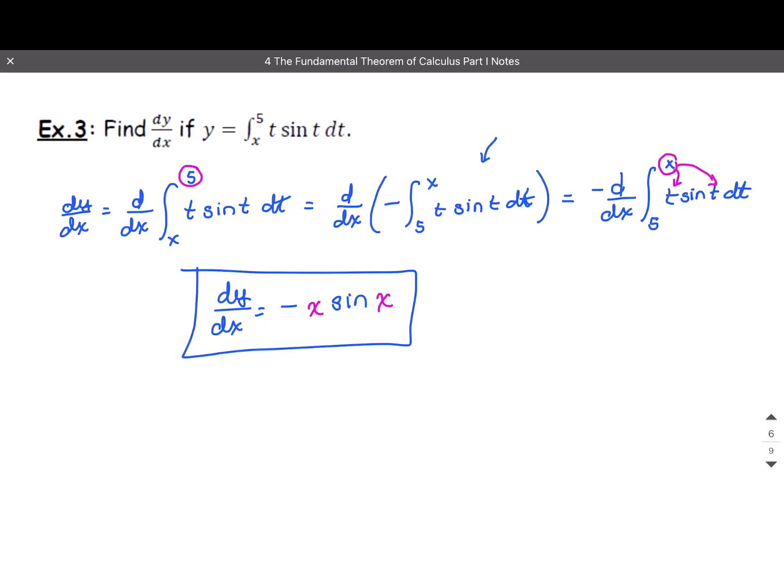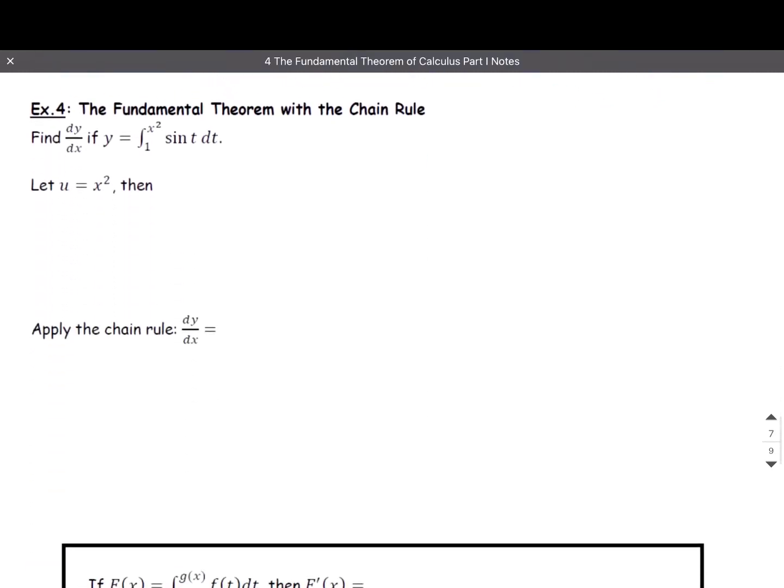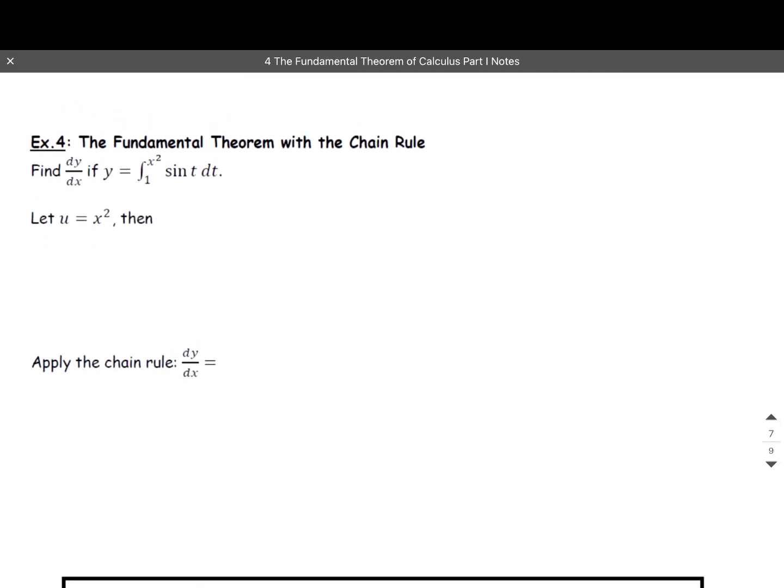So if the constant is at the top, you need to reverse the integral, but don't forget to negate that when you reverse the limits on the integral. Let's look at the fundamental theorem with the chain rule. Okay? Now there's two ways to do this. I'm going to do it first in a way that looks a little strange with u's, because I want to introduce u's to you, because later on u's are going to become important to us. So I want to at least introduce you to the concept of a u substitution here.